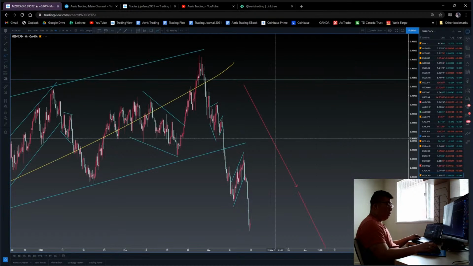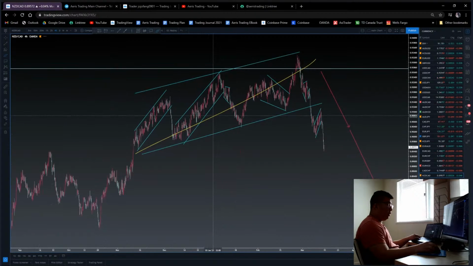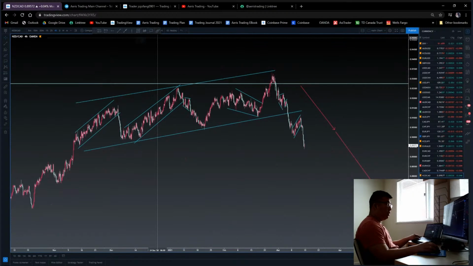Kiwi CAD looks really clean as well, very similar to Aussie CAD, and looking like we could get that continuation to the downside. We break out followed by a correction, and if there's a lower time frame correction to go, then expect this move to continue going lower.